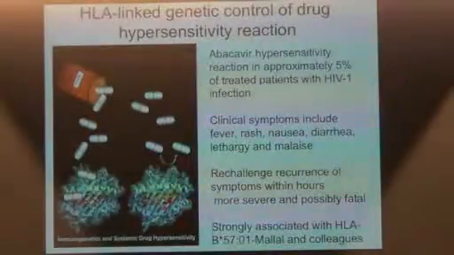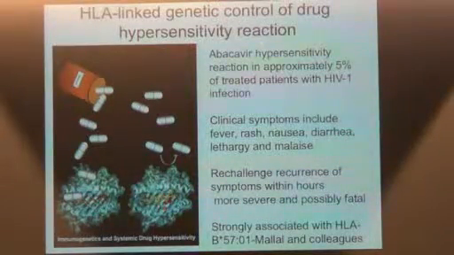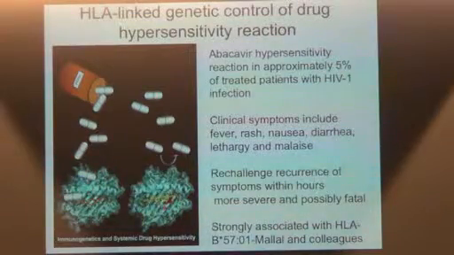For the last little bit of the talk, I'm going to talk about a totally different genetic control of immunity. I've talked about how these genes control transplant rejection, it's complicated molecular mimicry.